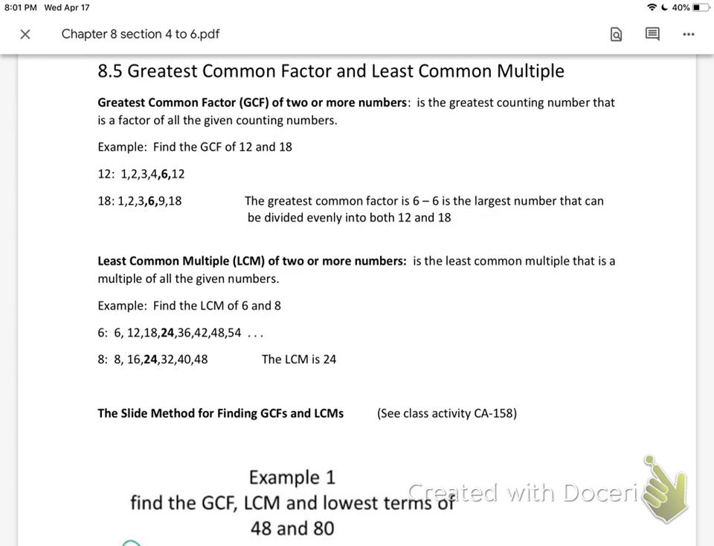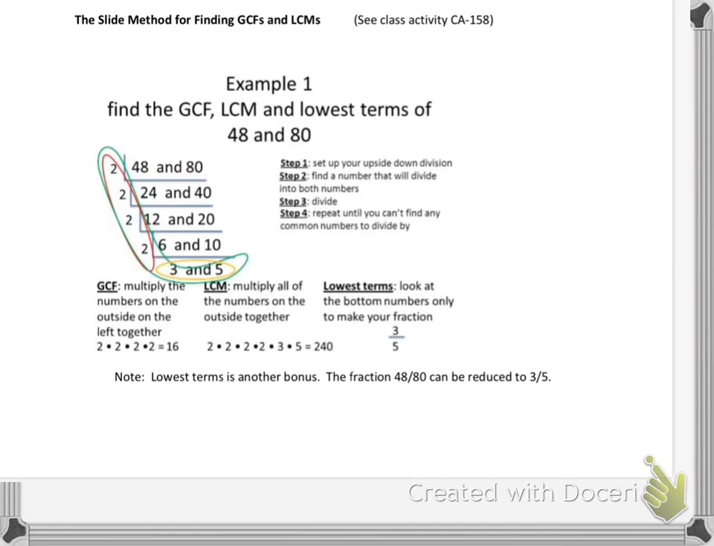Okay? We're going to go on to the next slide and talk about the slide method for finding GCFs and LCMs. So we have one activity that can be practiced in activity CA-158. And in this one activity, we'll discuss GCFs and LCMs using one technique. Okay, here is the slide method for finding GCF and LCMs of two numbers.